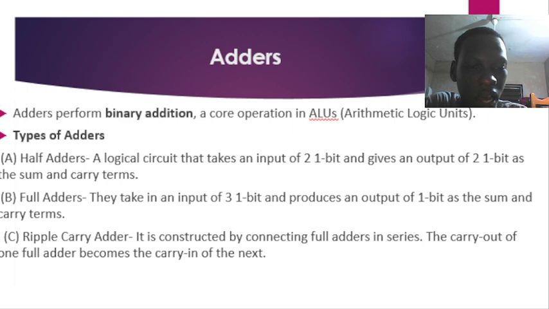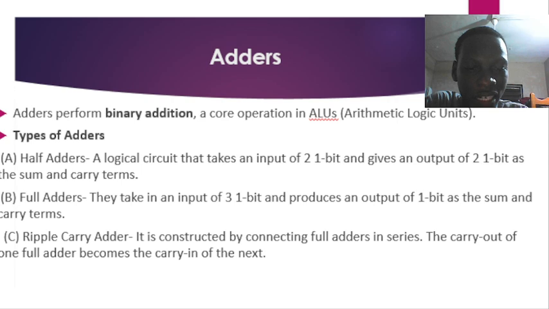So a half adder is a logical circuit that takes in two 1 bit inputs and gives an output of two 1 bit as the sum and carry terms. Full adders take in an input of three 1 bit and produce an output of 1 bit as the sum and carry terms.